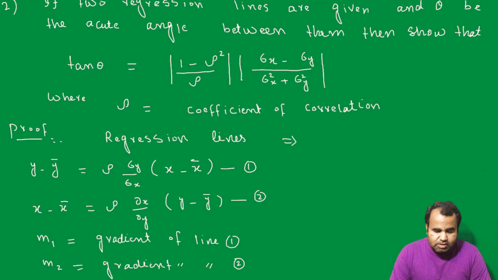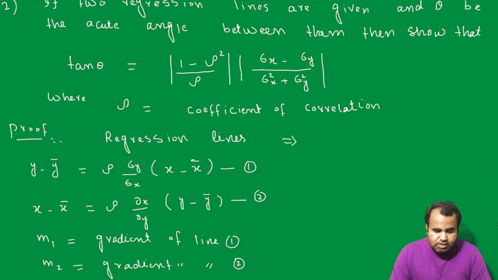So it is byx and bxy, and you can see that we get only rho square under the root, which is equal to rho, which means that the geometric mean is equal to the coefficient of correlation, where rho is the coefficient of correlation. If one regression coefficient is greater than 1, then the other should be less than 1, or if one is less than 1, then the other should be greater than 1.